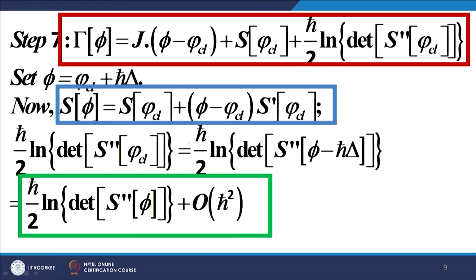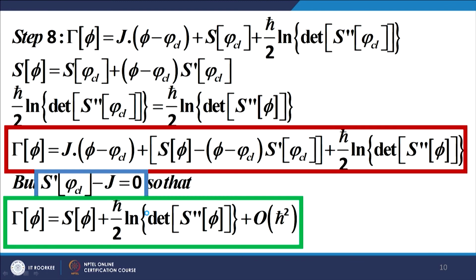And to reiterate, please note this point: the phi minus h delta, when I expand the determinant of this s double dash phi minus h delta, because I want to retain terms only up to h bar order, I will have to throw away all terms which contain h bar and delta inside this expansion, because there is already an h bar here. So, that means I can retain only terms which have phi in them. So, that being the case, we now simplify this.